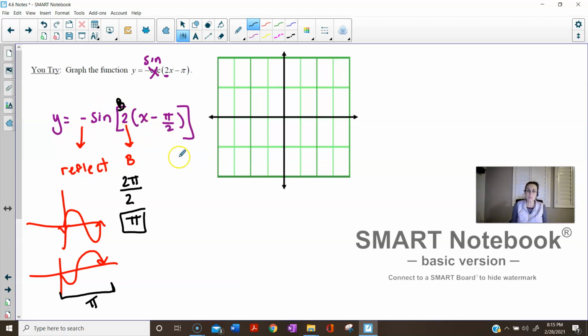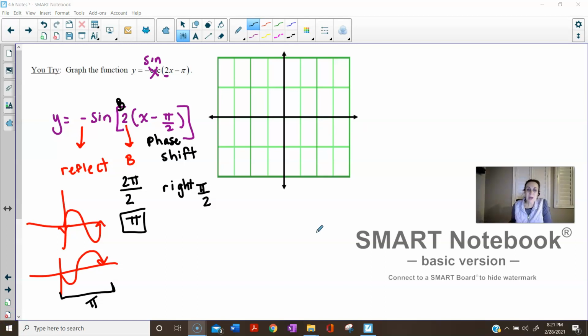And then x subtract pi over 2 is going to be what we call a phase shift. So horizontal shifts in trig are called phase shifts. And the phase shift is going to go opposite of what you think, and it's going to go to the right by pi over 2. So stop the video and try this graph. I'll graph it as well, and then you can compare.